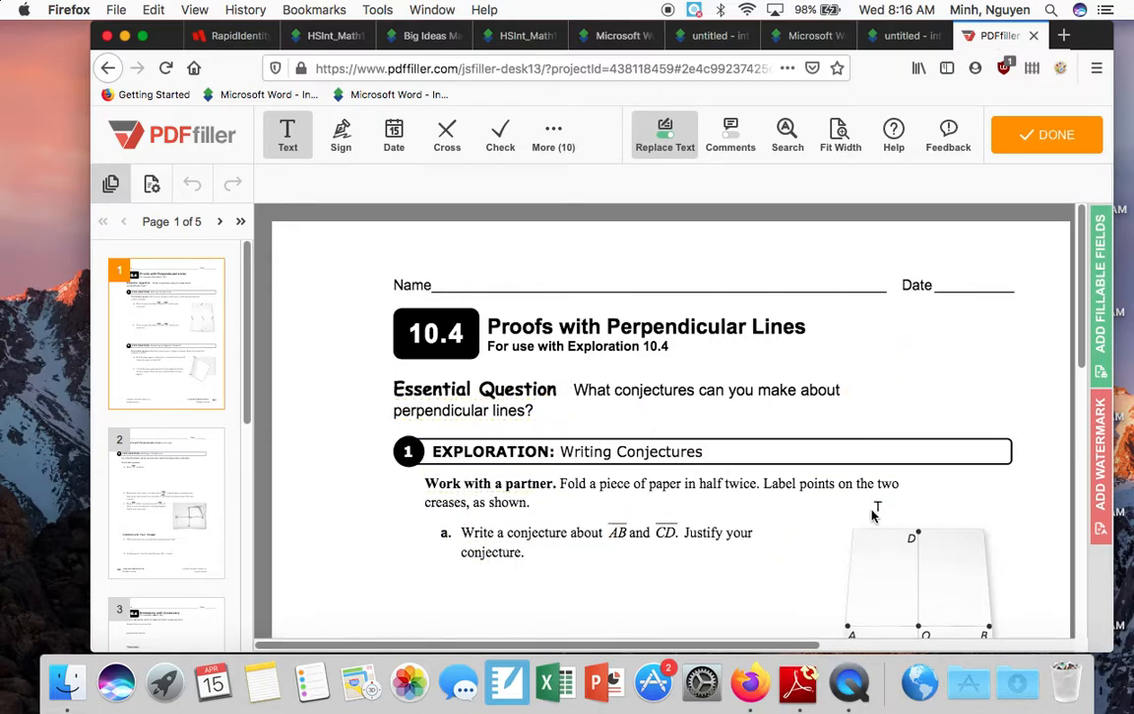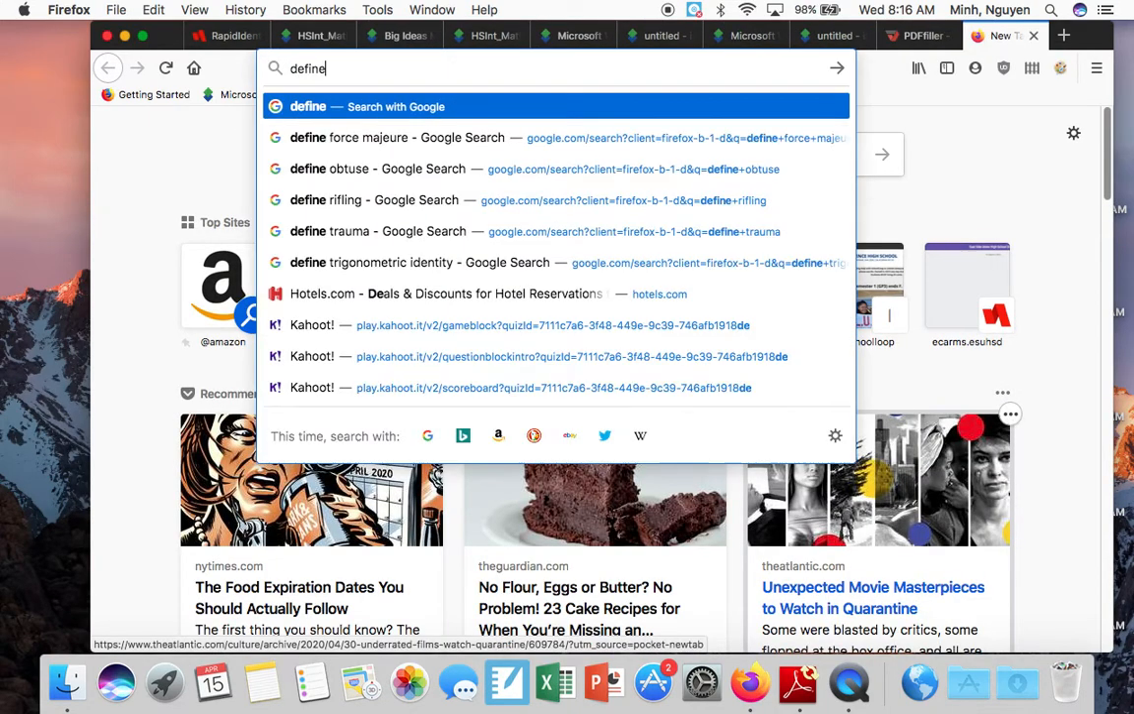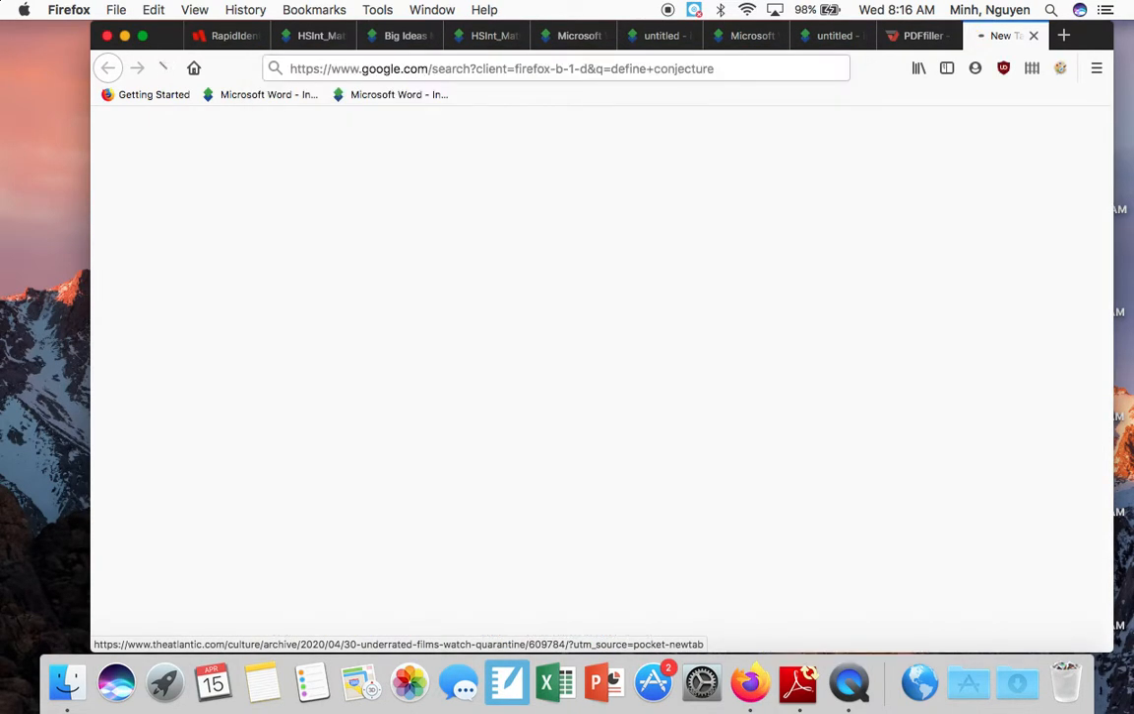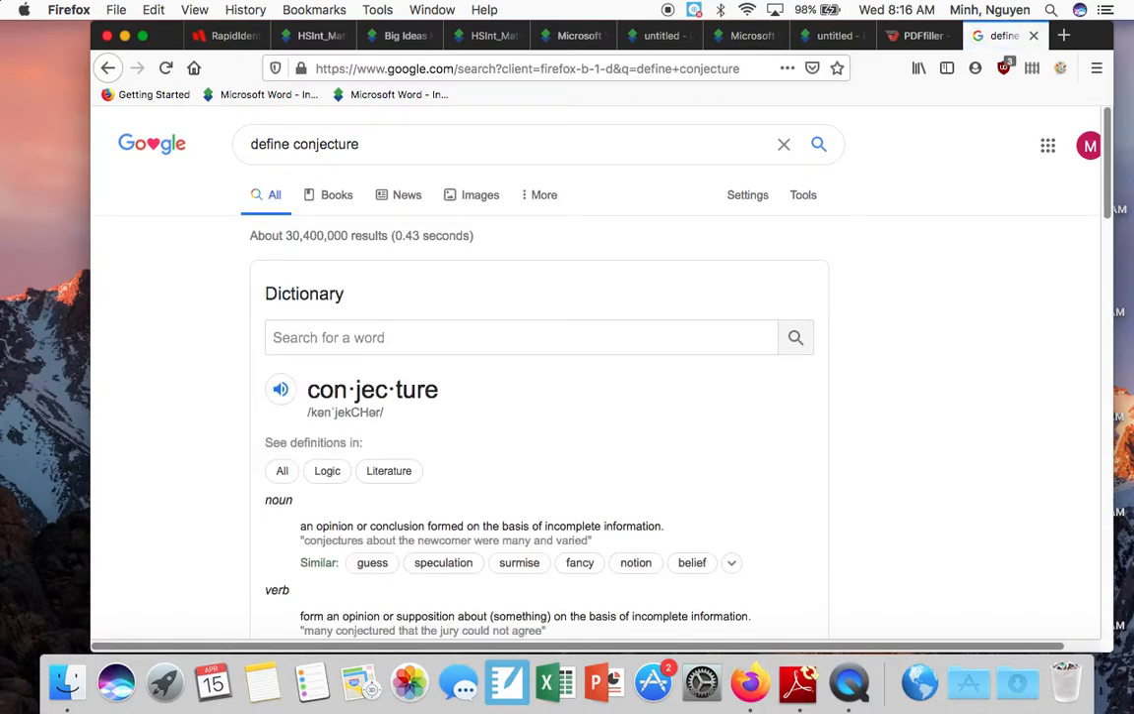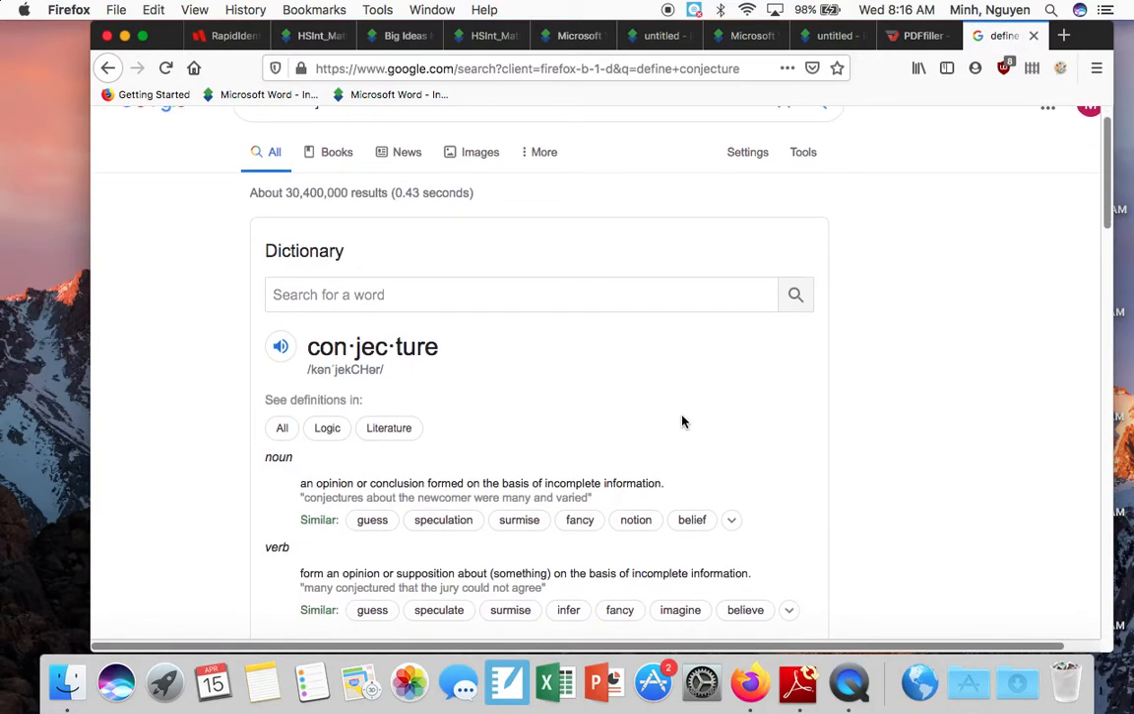And if my vocab isn't rusty, a conjecture is a guess. It's kind of like a hypothesis. Let's see. Define conjecture. An opinion or conclusion formed on the basis of incomplete information. So it's like an educated guess, but off of incomplete information.